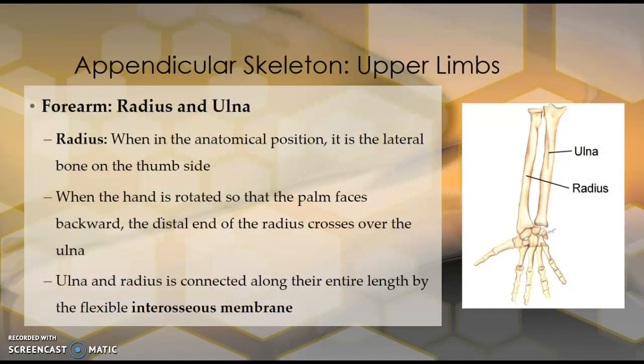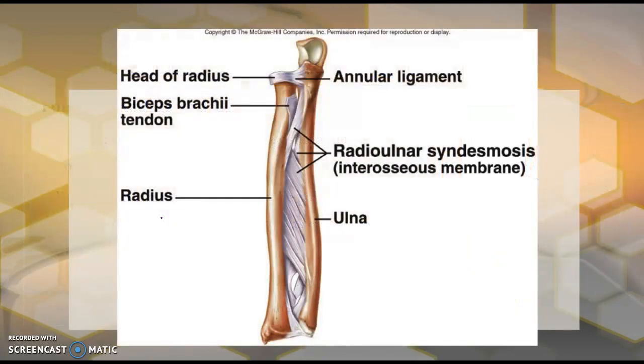Okay, the lower arm, the radius and the ulna. So if you're in the anatomical position, the radius is going to be on the lateral side, closest to your thumb. And then your ulna is going to be on the other side, so it's going to be more medial. What's interesting is when you actually rotate your arm, the two bones cross over. And they're connected by a really flexible membrane called the interosseous membrane.